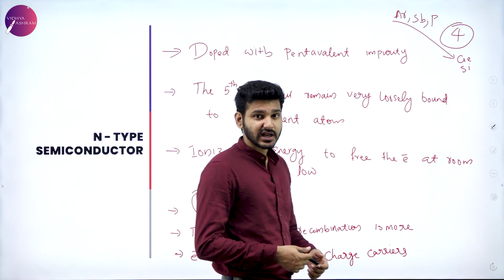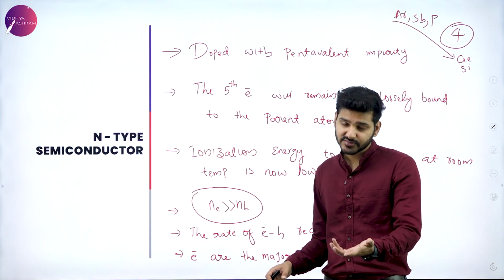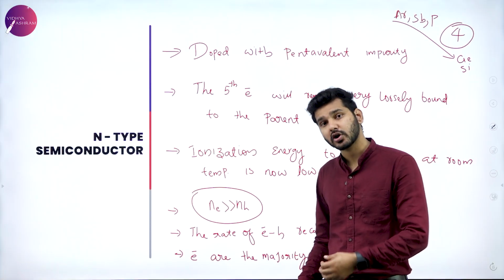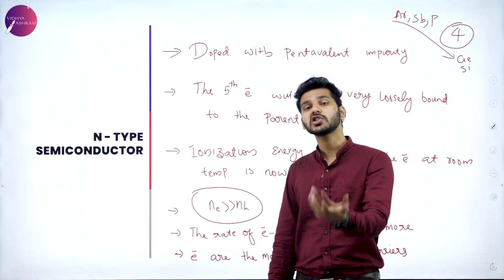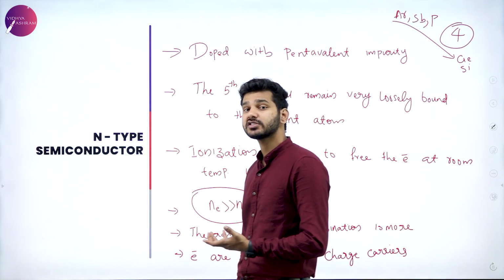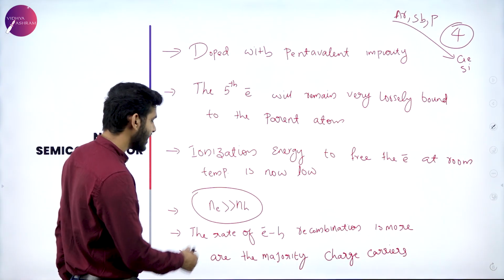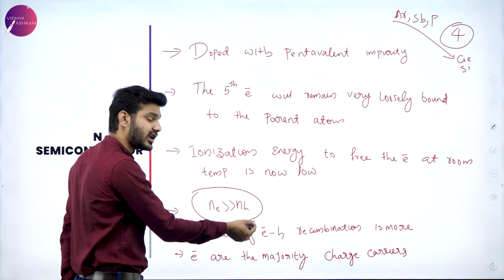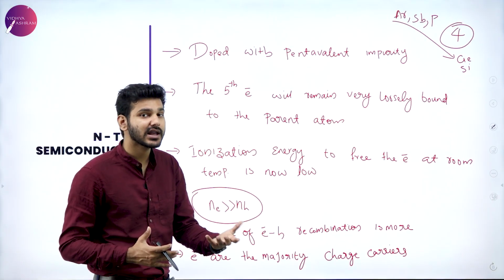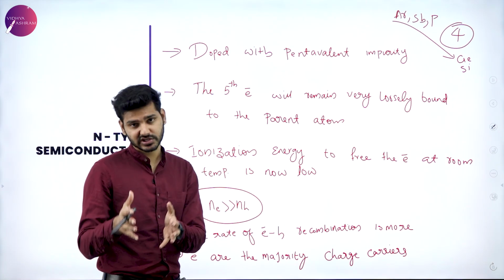In the last class I told you what carrier concentration is. In terms of carrier concentration, here Ne, the electron concentration, is much greater than the hole concentration Nh, which means that electrons are a lot more than the holes that are formed. So we say that the number of electrons is more than the number of holes. How does it matter? If the number of electrons is more, it means that electrons become the majority charge carrier.